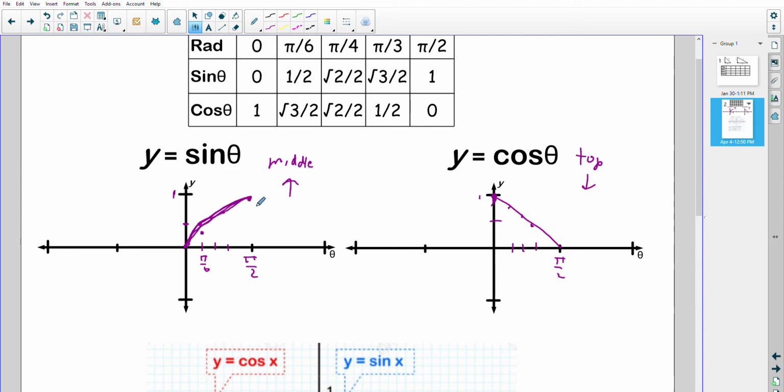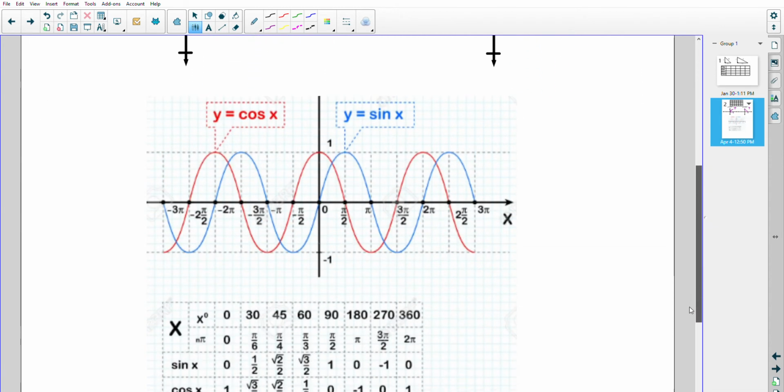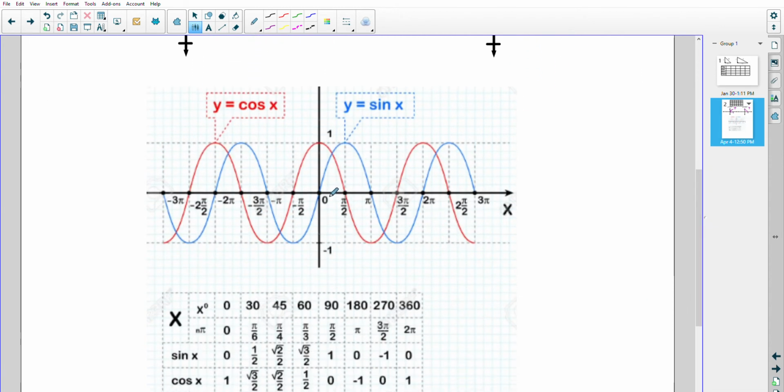But this would continue in this fashion, such as what we see here. Notice that the sine graph starts at 0 and goes up, and now it's going to go back down, and it's going to continue that. And the cosine starts at 1 and goes down and continues in that fashion.